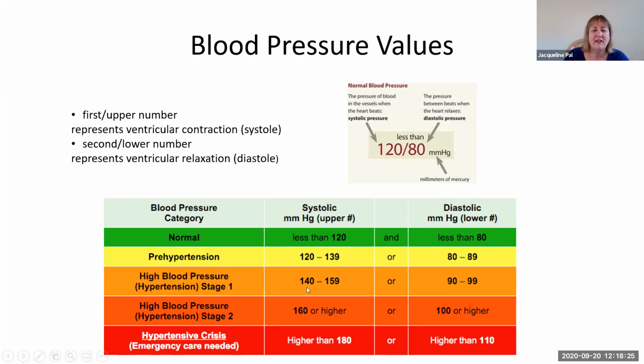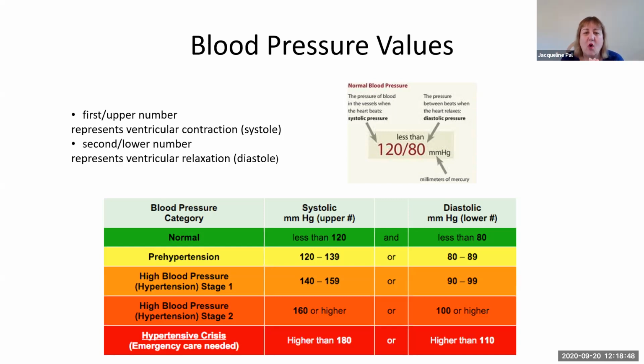Now, a blood pressure that is systolic of 140 or higher is by definition high blood pressure, which is known as hypertension. So if I ever ask you what's high blood pressure, don't tell me hypertension. If I ask you what's hypertension, don't tell me high blood pressure. I'm asking you values, okay?